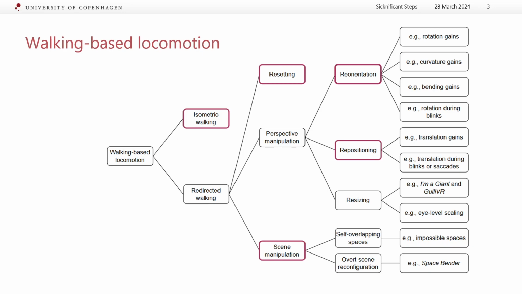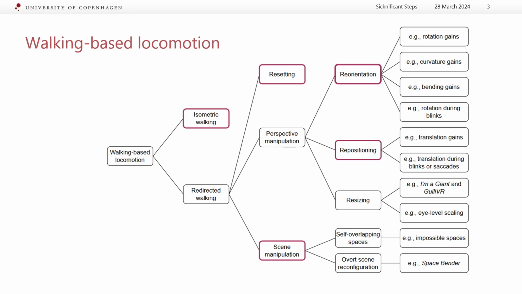Isometric walking on the top left is just normal walking. Redirected walking then consists of several different variants that we study in this paper. For example, resetting means that you walk to the end of the walkable space, turn around physically 180 degrees, but virtually, for example, you turn around 360 degrees. Scene manipulation means you manipulate the environment to steer the user through the physical space, for example, by warping the path in a certain direction or by using self-overlapping spaces.